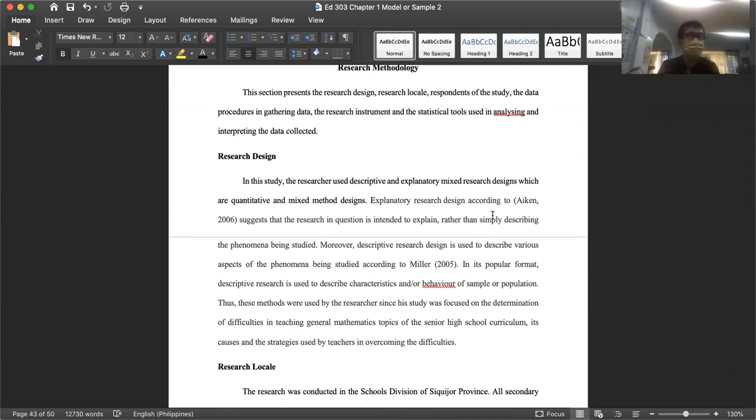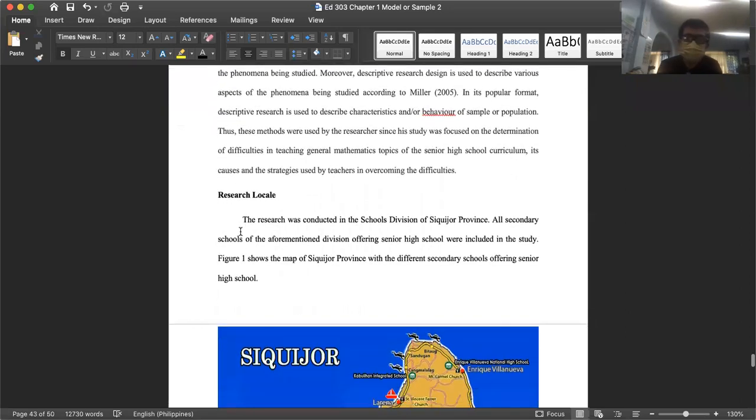Is it clear? You can copy everything in here, and then you are going to change topics to learning competencies, and you can copy Miller 2005, ICANN 2006. But you are going to add two more literature, two more for descriptive and two more for explanatory method. So is that clear to all? Yes, sir.